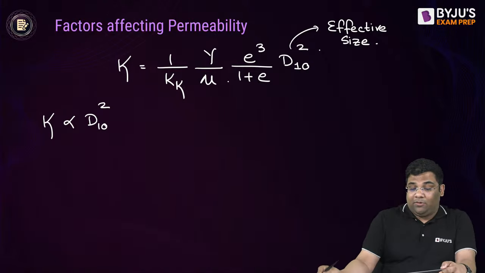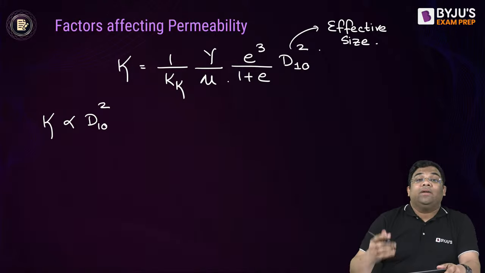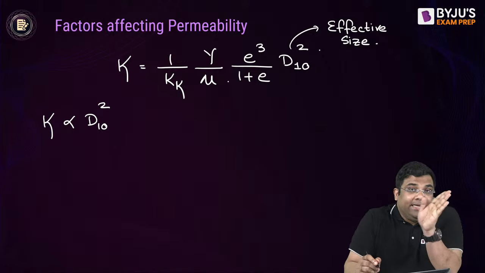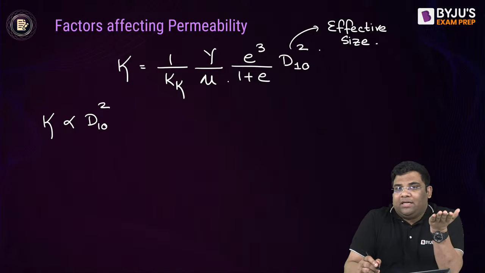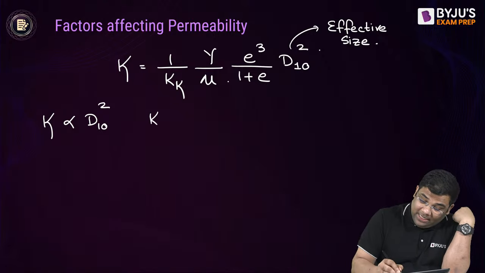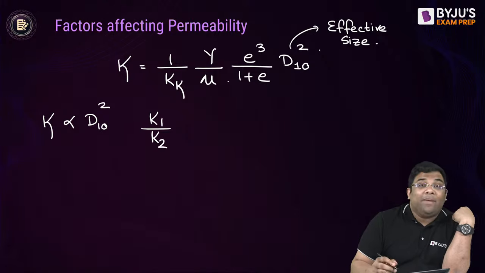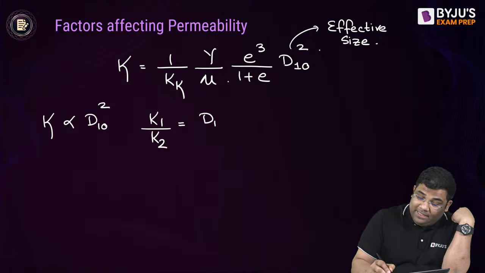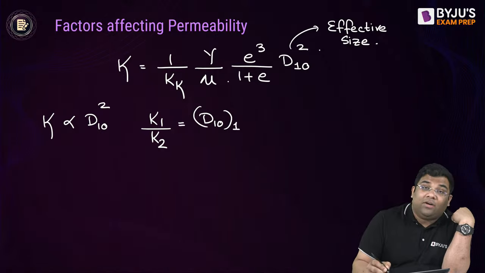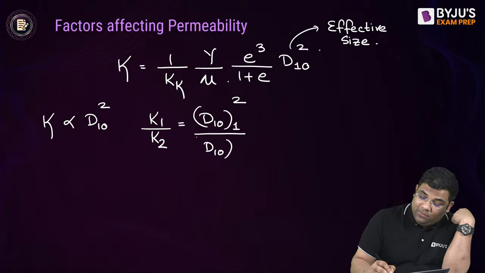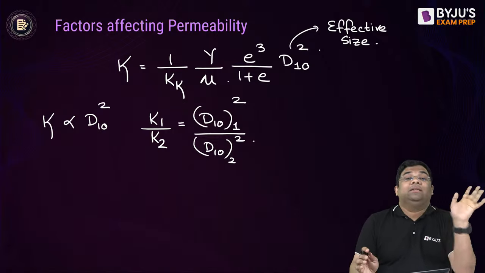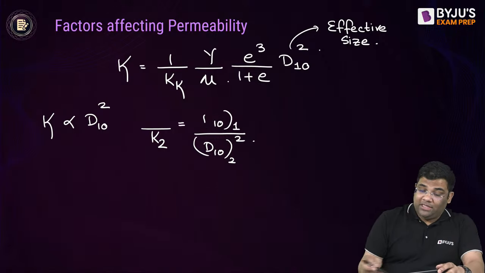So you see this particular thing, they might ask a question, right? They will tell that for a particular D10, I am getting this much K. They will give another D10 and ask what is the K? From here I can say K1 by K2, if I am comparing two permeabilities, will be D10 of the first soil squared divided by D10 of the second soil squared. Yes. So like these questions they will ask.